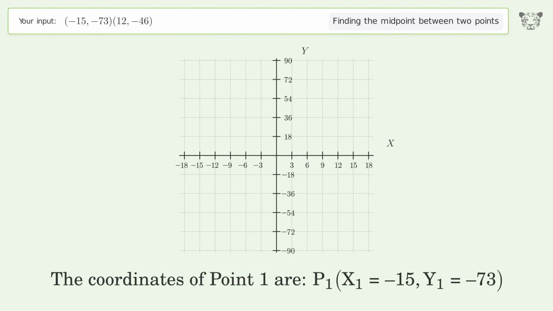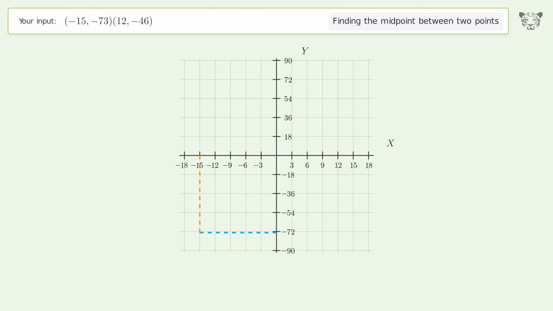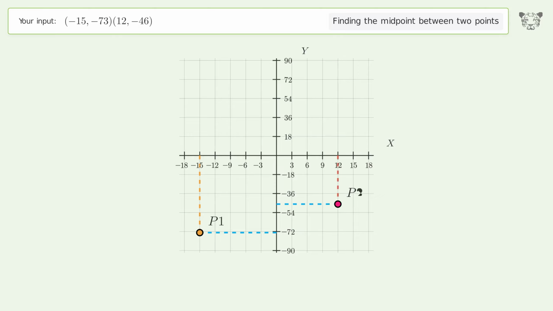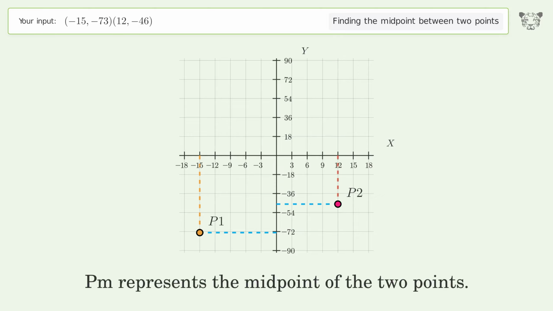The coordinates of point 1 are, x1 equals -15, y1 equals -73. The coordinates of point 2 are, x2 equals 12, y2 equals -46. PM represents the midpoint of the 2 points.